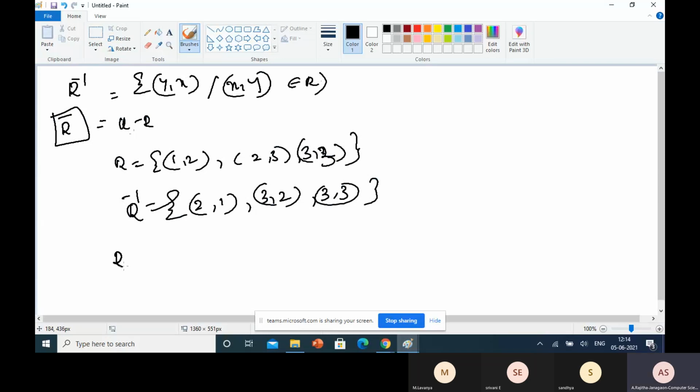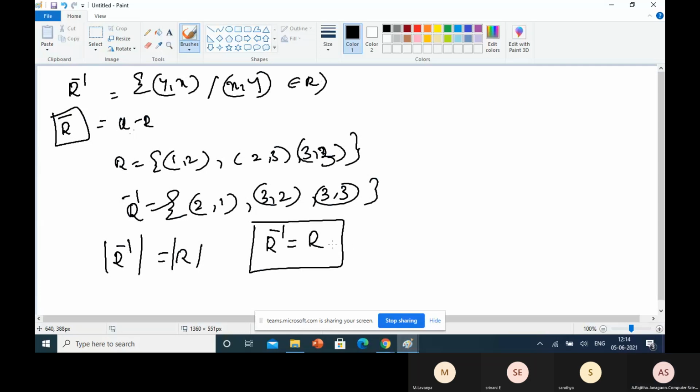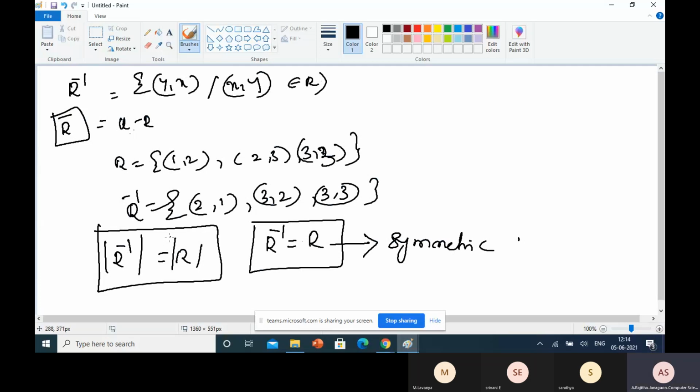We know that the cardinality of R universe equals the cardinality of R. R inverse equal to R is possible when R satisfies the property of a symmetric relation. So if it satisfies symmetric, then R inverse equals R. Always the cardinality of R inverse equals that of R. Okay, so this is the inverse.